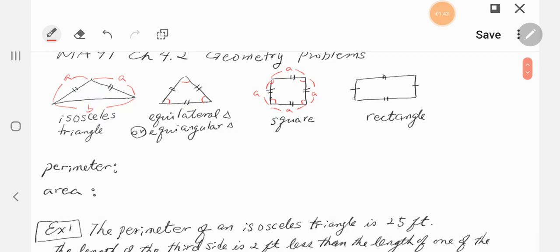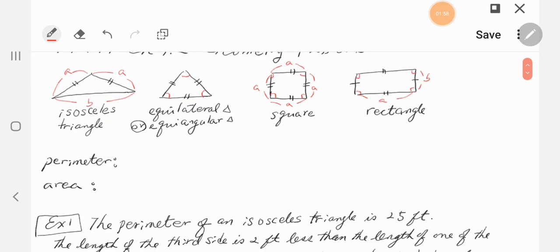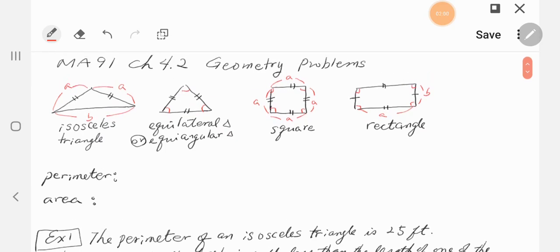Okay, rectangle. Let's say the length is A. Then this is the width. So length and width are different. That is the rectangle. Even here, the angle in the corner is 90 degrees. Okay, that's rectangle. And then from this, let's find the perimeter and area of each figure.